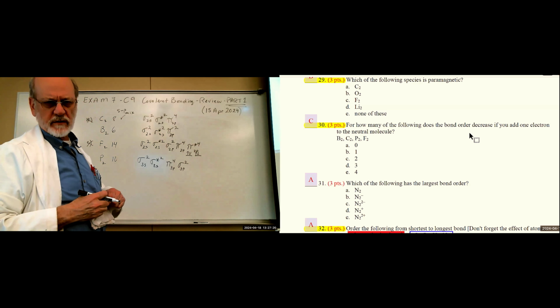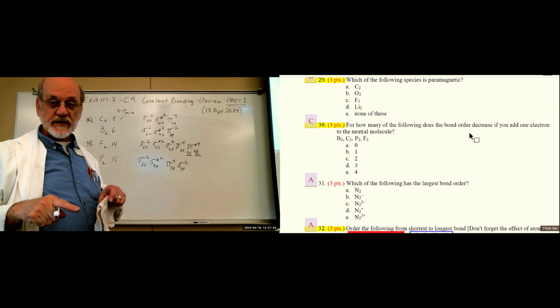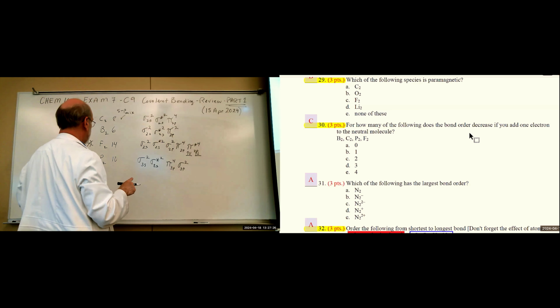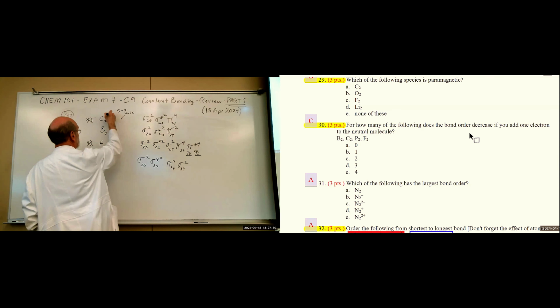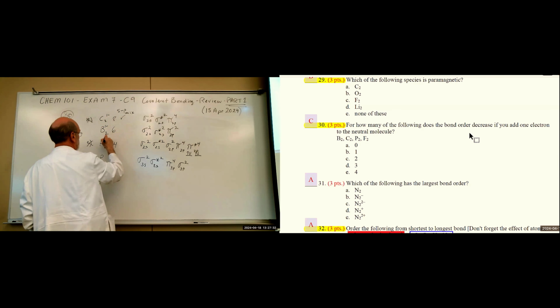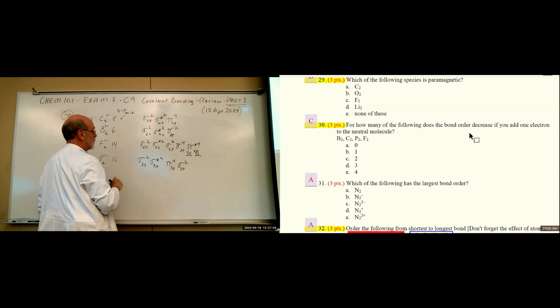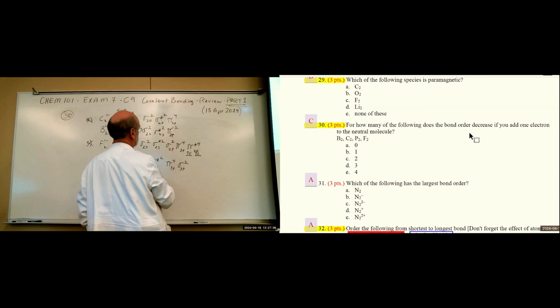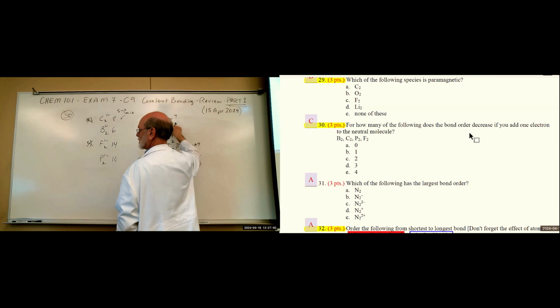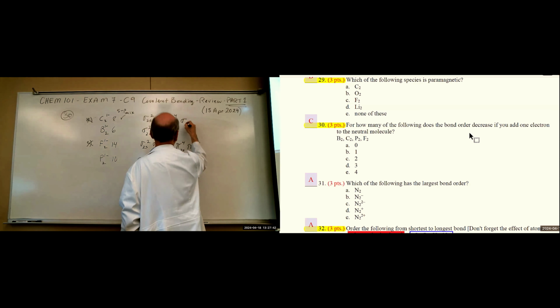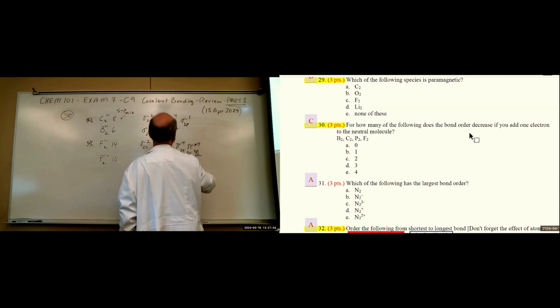And go back to the question. How many of the bond order decrease if you add 1 electron? Okay, so we're going to add 1 electron to this thing. Where does the electron go? Oop, that was full. So we've got to go to, got to add our sigma back in here. 1 electron there.